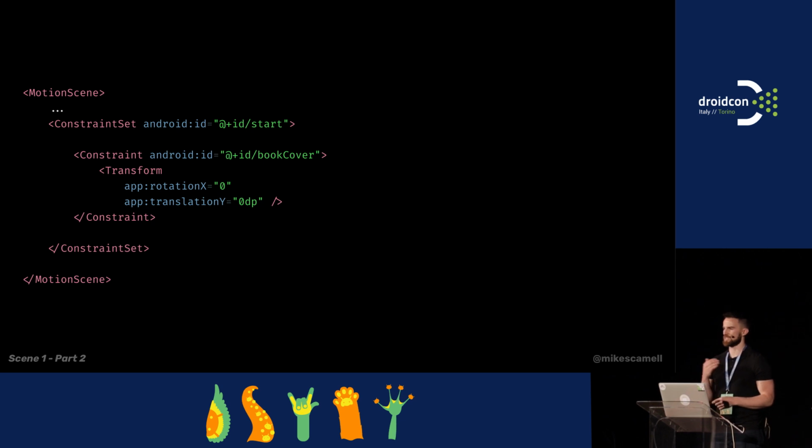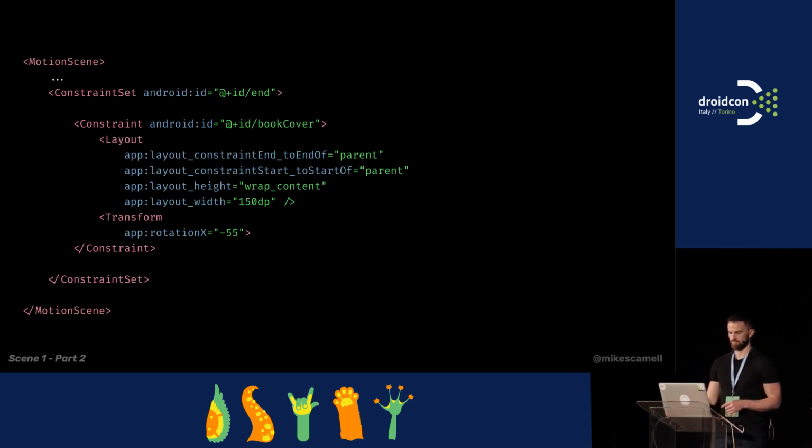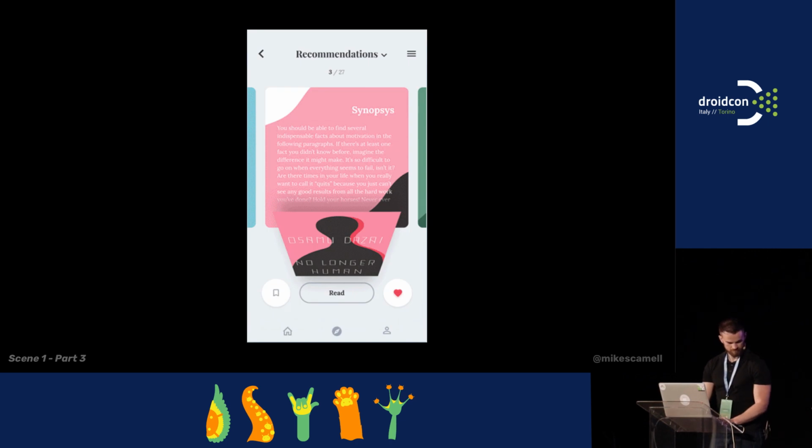So that was our start constraint set. Let's take a look at our end constraint set. In our end constraint set, the only difference is that we're no longer constraining to the top, and we've reduced the width to 150 dp. So let's take a quick look. There we go.